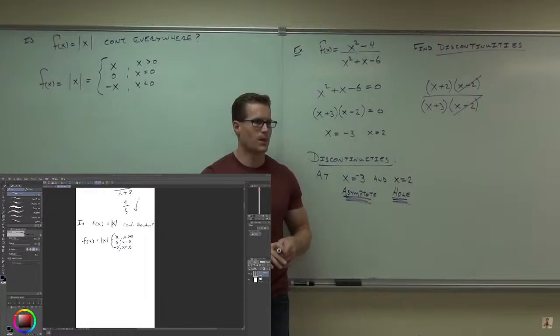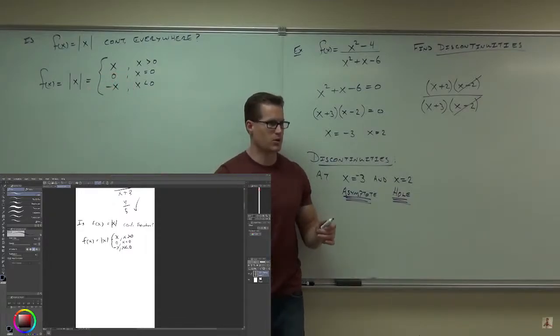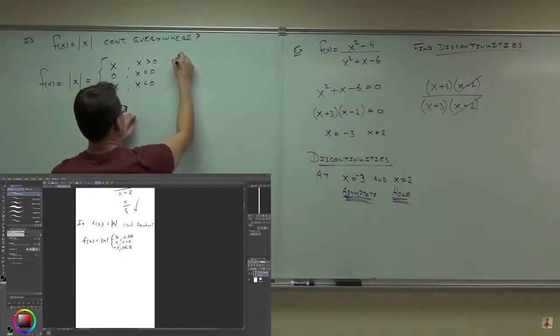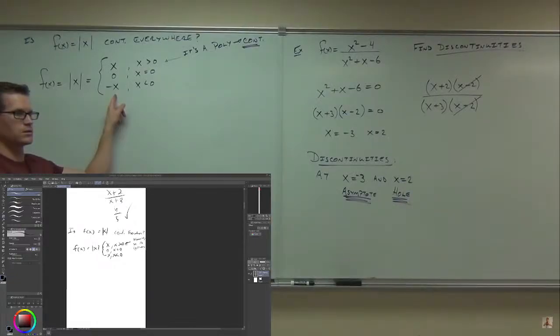So here's what we know. Is this a polynomial? Yeah. Sure, it's the most simple polynomial. Well, besides a constant, that's like the most simple polynomial you can have, right? Just x. Are polynomials continuous everywhere? Yeah. Then this is continuous everywhere. It's a polynomial, what that means is continuous. Hey, is this a polynomial? Sure. That means it's continuous.